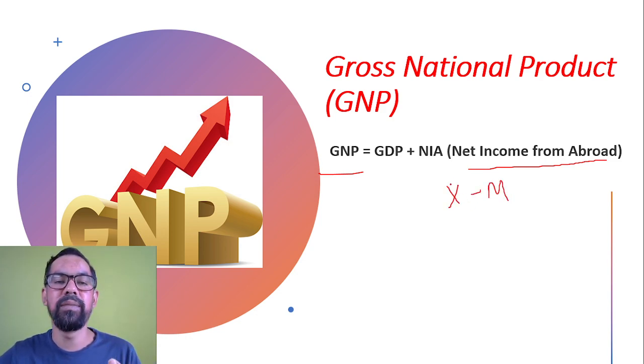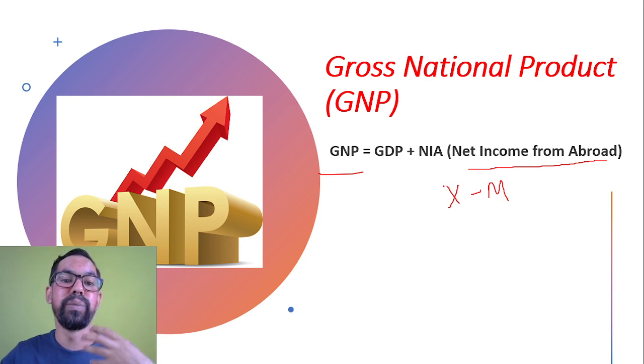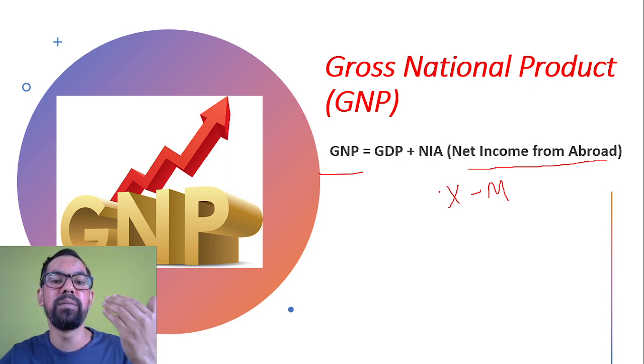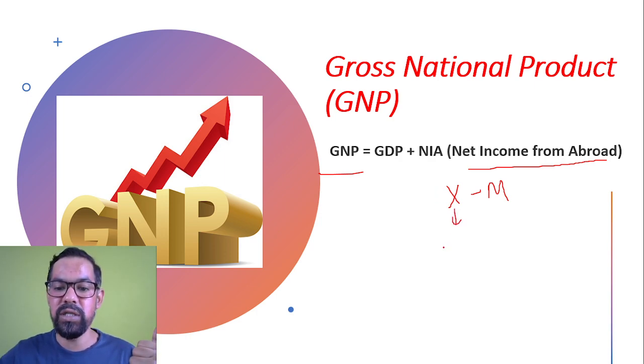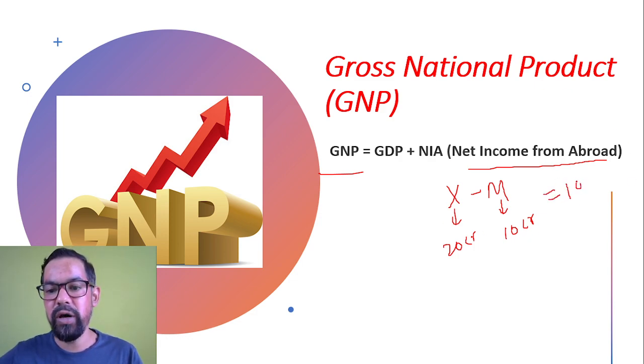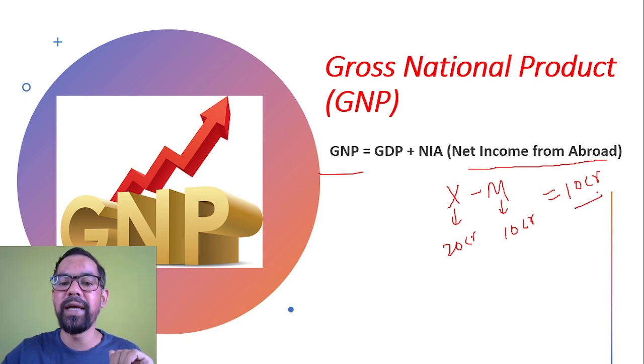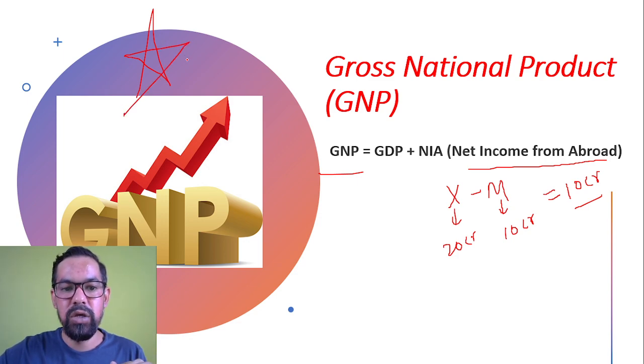So X are basically Indians who are living in foreign countries. They're doing business, they're doing jobs and all, and they send some money to India. Let's say the X value is 20 crores and the M value is 10 crore. So your NIA in this particular case is 10 crore rupees. Now how will you calculate GDP for this particular year? We calculated it earlier, 110 crore rupees.